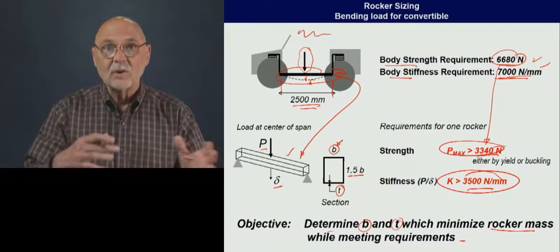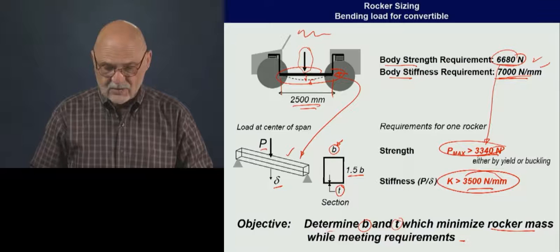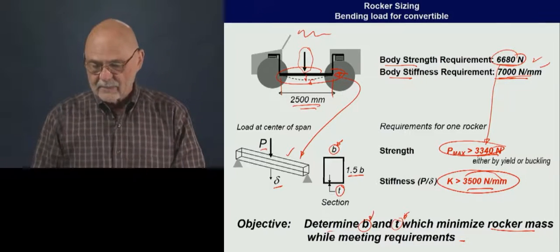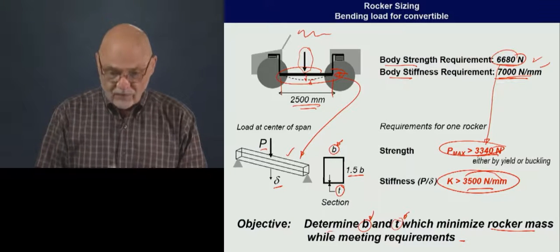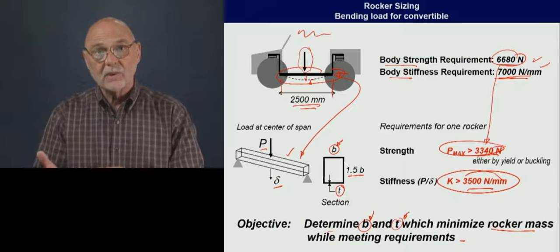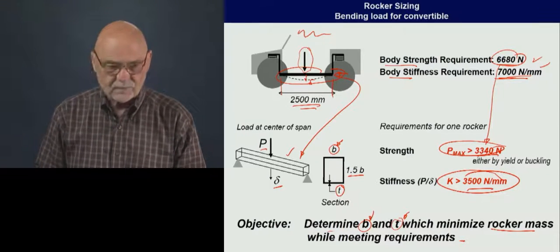And we don't even know if there's a particular solution for this yet. It might be a wide range of things, but we're going to say, well, what is B over T that minimizes the rocker mass? And then from that, we'll see, did we end up with a thin wall section? Did we end up with a thick wall section? That's really what we're after here.